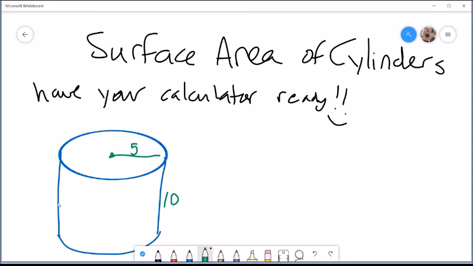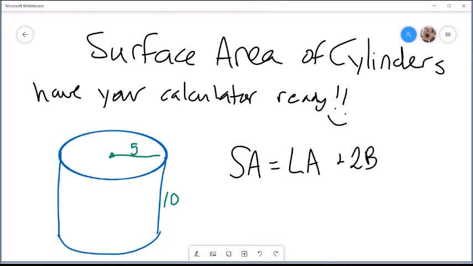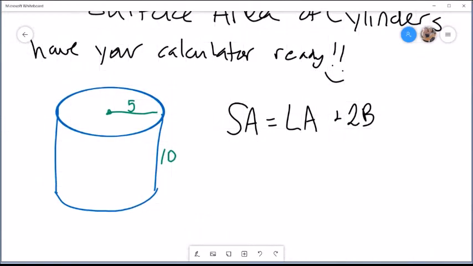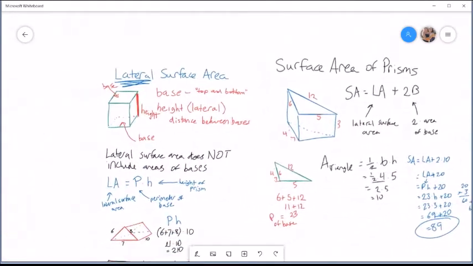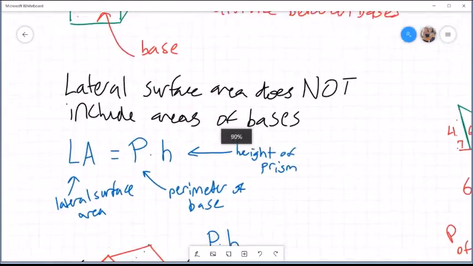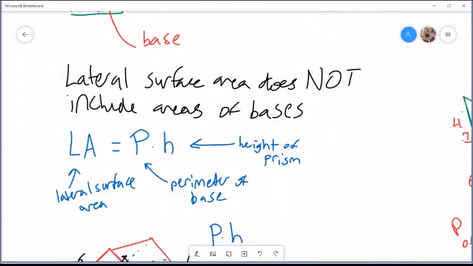Now, we can find the surface area the same way that we found our surface area of prisms. We have the lateral area and we have two bases. That isn't going to change. What is going to change is how we find the lateral area. The lateral area, if you remember from a couple days ago, is the perimeter of the base times the height of the prism.